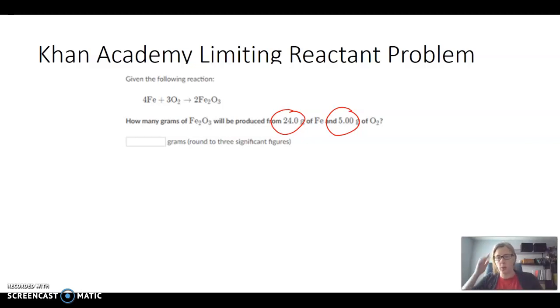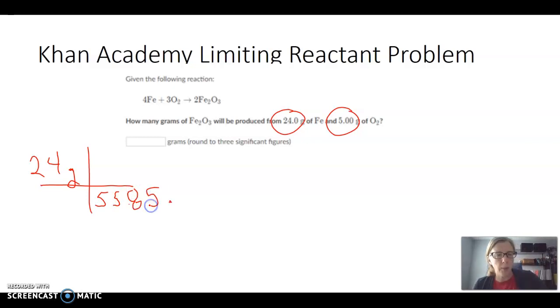So the next thing we have to do, which we always do in stoichiometry, is convert into moles, because the only way we can compare anything in a balanced chemical equation is in moles. And so we're going to use the molar mass, since these are grams, from the periodic table, and convert each one of the grams into moles. So since I have 24 grams of iron, on the periodic table the molar mass of iron is 55.85, and that's how many grams there are in 1 mole of iron.